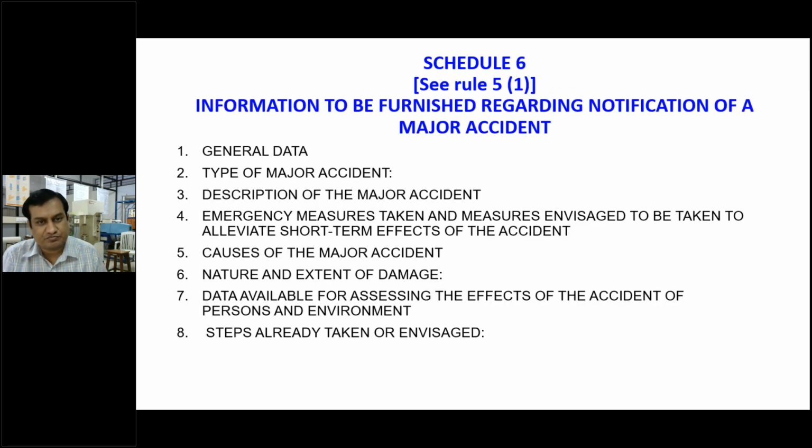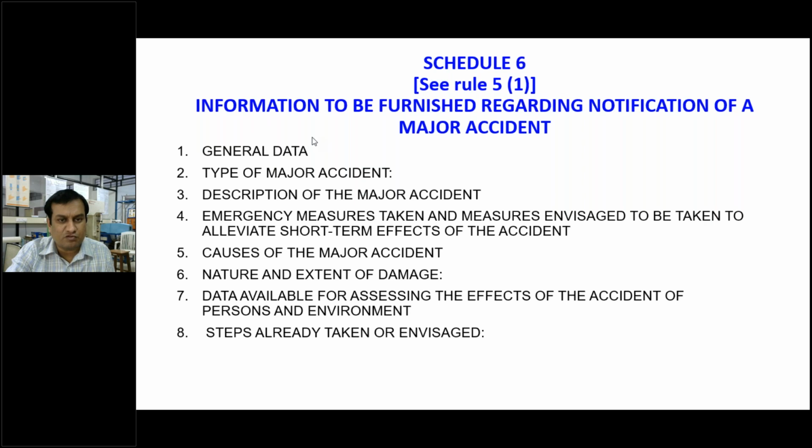Then schedule 6, reference rule number 5, the information to be furnished regarding the notification of a major accident. So in this rule 5, we have mentioned that the detailed information is given in the schedule 6. So these are the main criteria or parameters under this schedule 6. I haven't mentioned the sub rules, sub categories, sub parameters under parameters 1 to 8. I have mentioned only the main parameters. So for the details you can refer to the schedule 6.